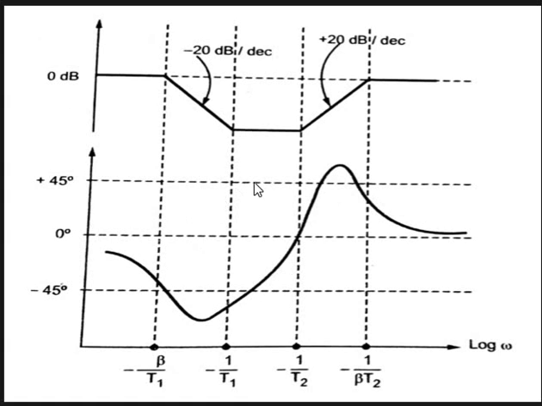Same for the Bode plot. Initially it is constant, then decreasing 20 dB per decade, after that constant, again increasing 20 dB per decade, and constant. The phase angles are like this. So the combination of both lead and lag compensators is nothing but the lead lag compensator. These diagrams, Bode plots and polar plots are very important for lead lag compensators.